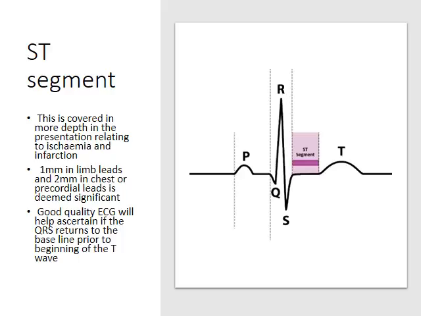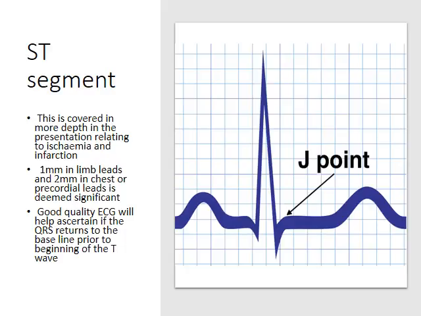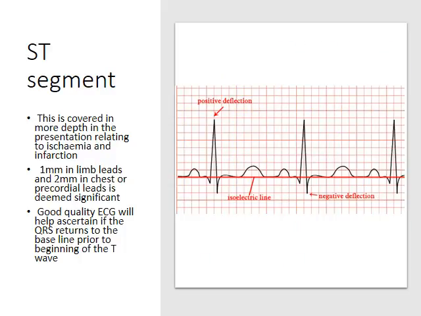The ST segment begins at the end of the S wave, which we call the J point, and ends at the beginning of the T wave. The J point is not always clear, so identifying the ST segment accurately can sometimes be difficult. We will look at the ST segment in much more detail in the ischemia and infarction session later in the module. For now, we should look if the ST segment is depressed or elevated.